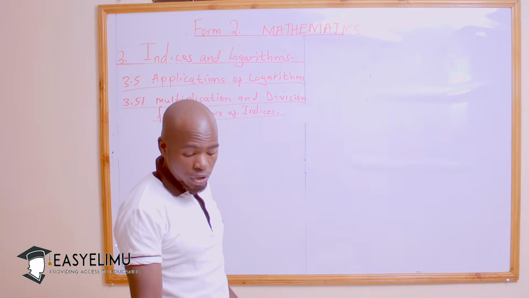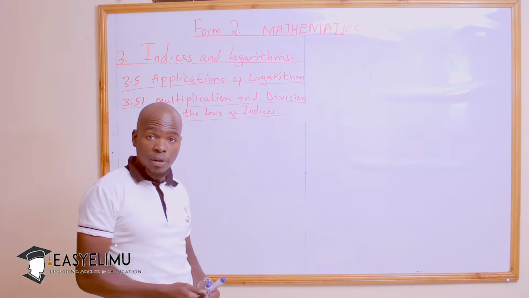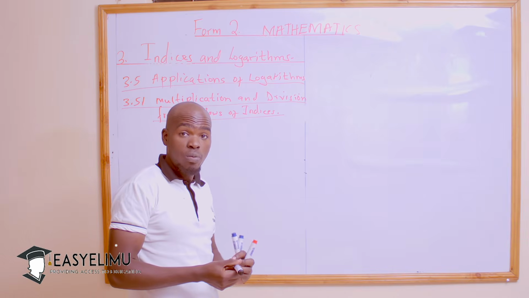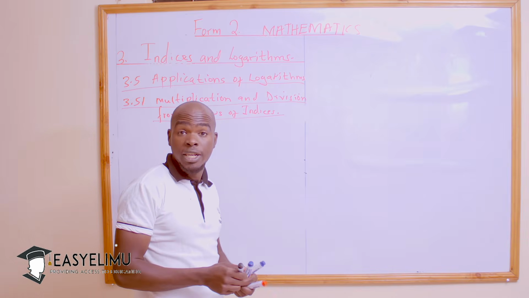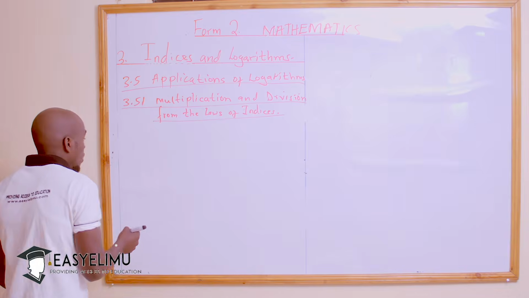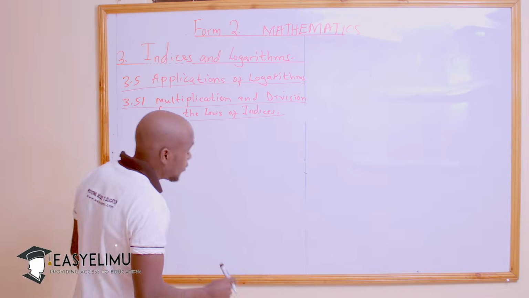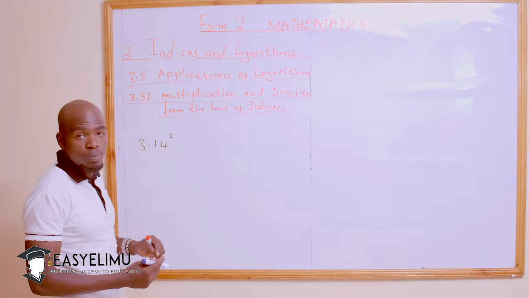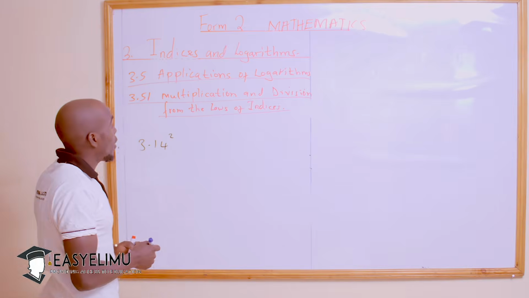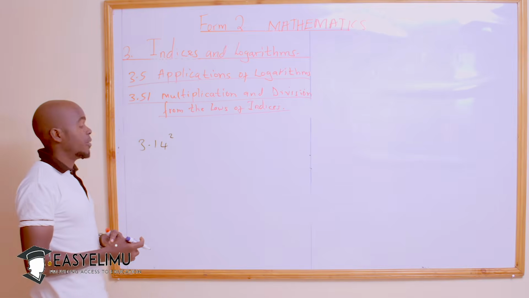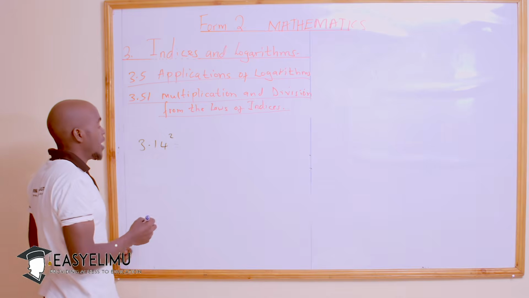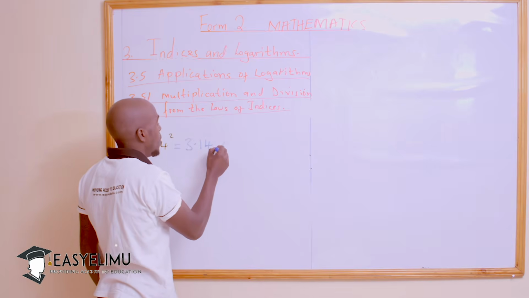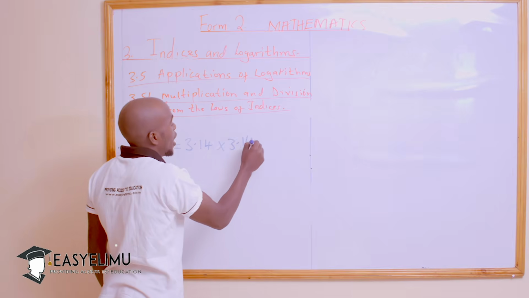I shall be dealing with some of the computations you may encounter, or you may find difficult in working out, such as 3.14. In case you have a number like 3.142 being squared and you want to compute it using logarithm, what do you do? This number here can be written as 3.14 multiplied by 3.14.